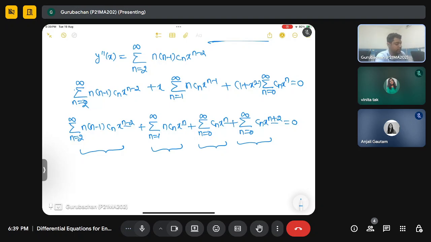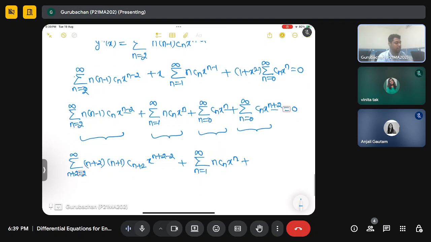How? Let me do it here. Here we will substitute n plus 2 in place of n. So the sum from n equal to 0 to infinity of (n plus 2)(n plus 1) C_(n+2) x to the power n plus 2 minus 2, so it will become x^n. Next, since this is x to the power n, we will leave it as it is, sum from 1 to infinity of n Cn x^n. Again, this is the same as x to the power n, so we will also leave it as it is.